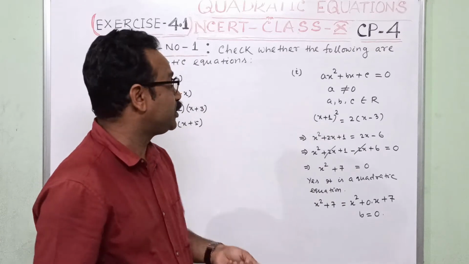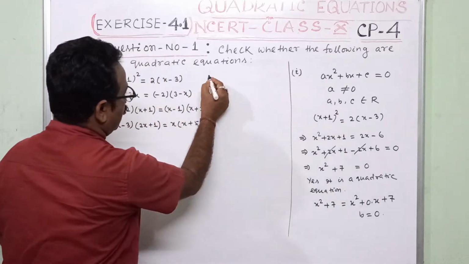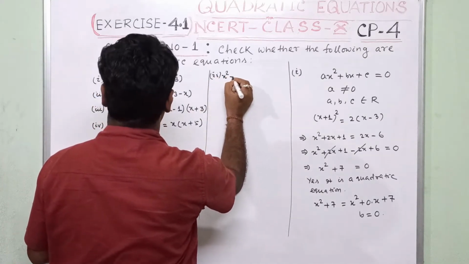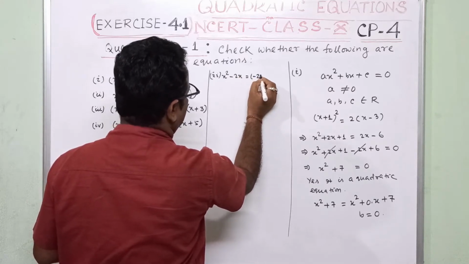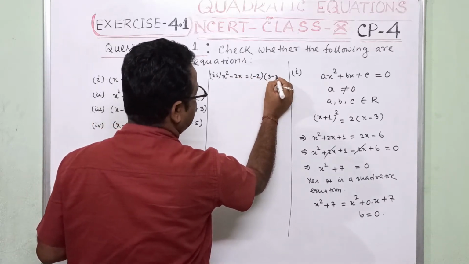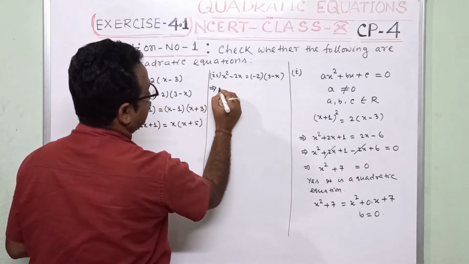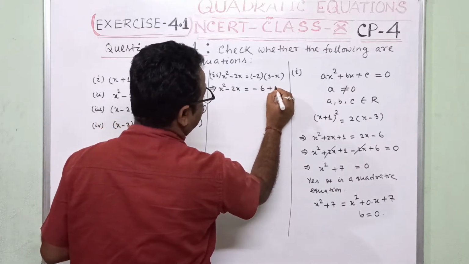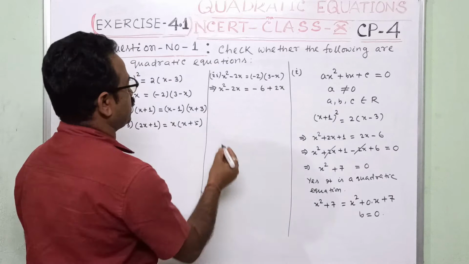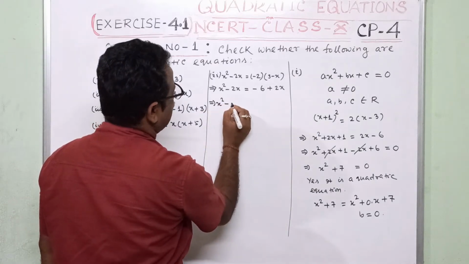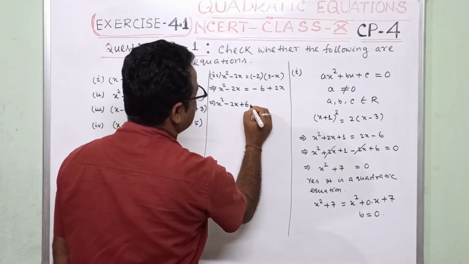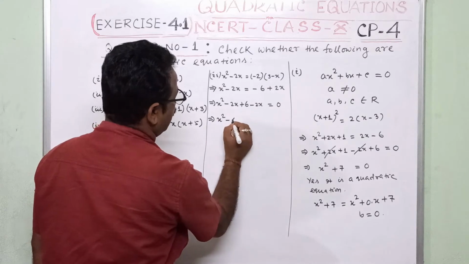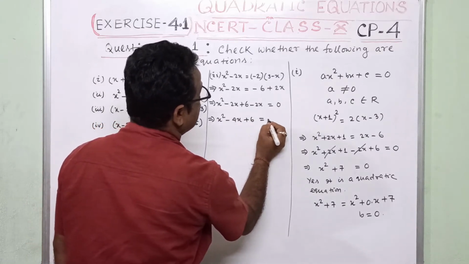Now move on to part 2. What is given in part 2? x square minus 2x is equal to minus 2 into (3 minus x). That implies x square minus 2x is equal to minus 6 plus 2x. That implies x square minus 2x plus 6 minus 2x is equal to 0. That implies x square minus 4x plus 6 is equal to 0.